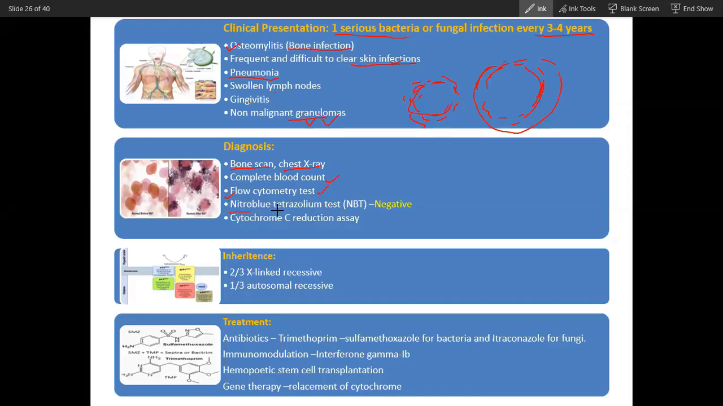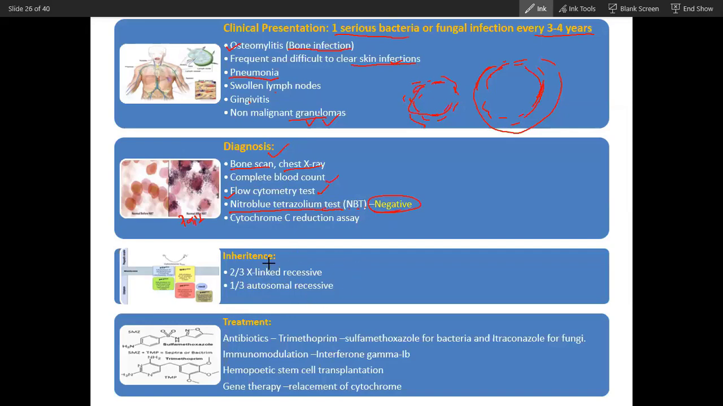And this is a very important test, the NBT test. This is a dye, the nitro blue tetrazolium test. If there is formation of hypochlorite, this hypochlorite will oxidize this dye. Then the dye will change like this. This is a positive test. And if there is no production of hypochlorite, there will not be oxidation of this dye, and the test will be negative. So these are the tests you can do to find out the disorder.